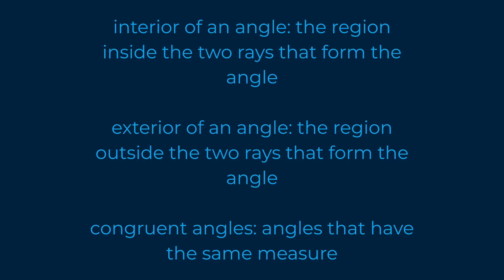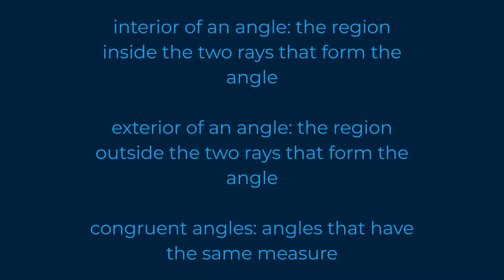Now here's the thing, reflex angles and straight angles make it really hard to remember what is the interior and what is the exterior. Remember that the interior will always be the part of the angle that is less than 180 degrees. So for example, if you have a reflex angle, the interior of the reflex angle would be the portion in between the acute or obtuse angle that is inside of the reflex angle. And the exterior will be the outside of the reflex angle.